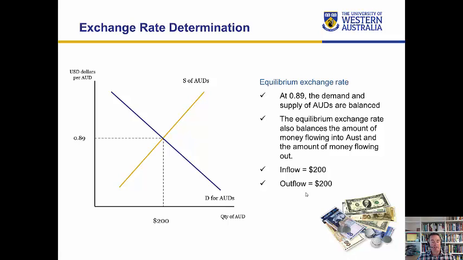So with the floating exchange rate system, yes, the exchange rate does go up and down in response to demand and supply, but what that exchange rate is actually doing on a daily basis is balancing the inflows and outflows of money from Australia. So we're in a situation where the net flows of money are generally close to zero on a week-to-week basis.